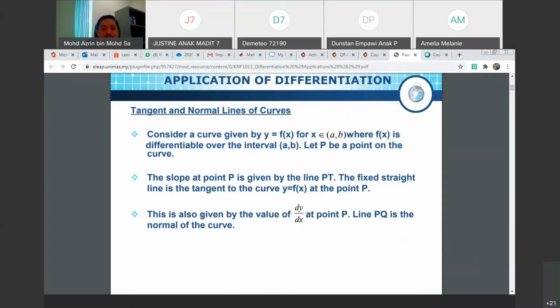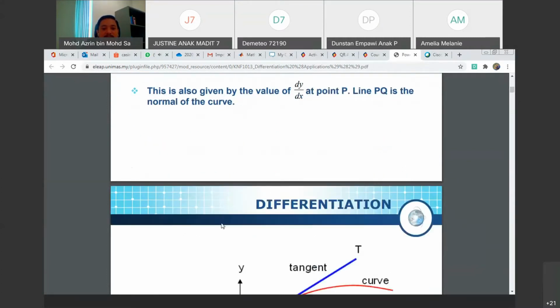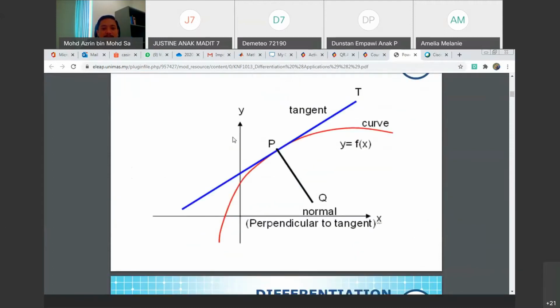So we can find the slope, and also the differentiation of the curve, say given by y equal to f(x), and we can find the differentiation at any point, let's say point P, and the line PQ is actually the normal to the curve. So how does it look? It will be like this. We have the x and y axis.